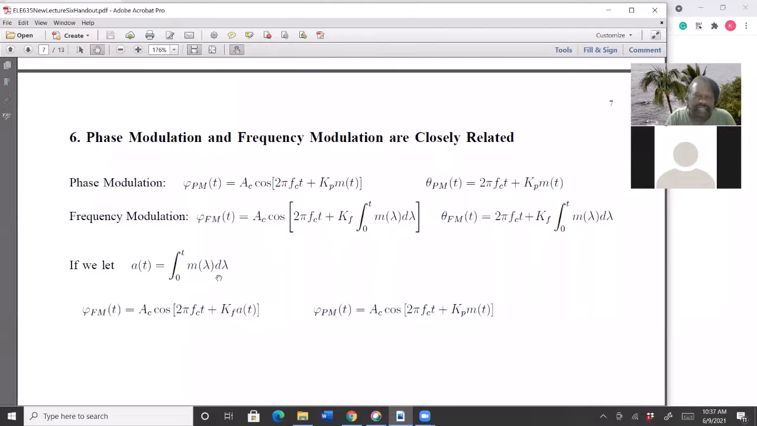The integral of the message signal is denoted by a of t. So if we denote the integral by a of t, then the two angles look so similar. One is 2 pi fct plus kf a of t, that is for FM. For PM, for phase modulation, it is kp mt. Okay, so things are piling up, more and more notation, more and more things. Are you guys okay so far? Please feel free to interrupt me and ask me questions.